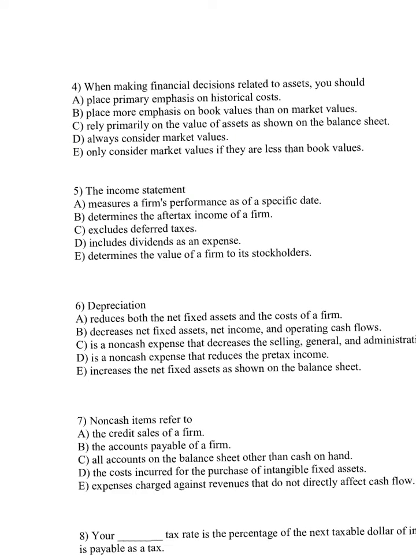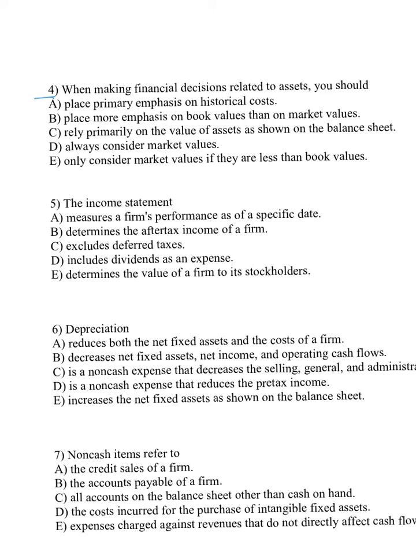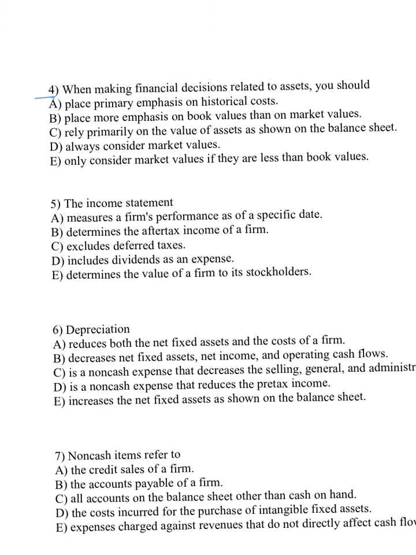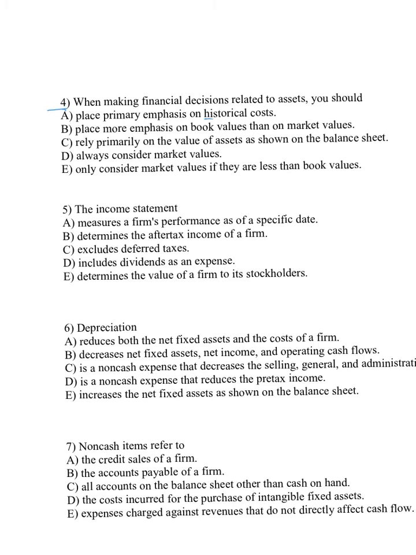Okay, so now going to the other question that we will also like to solve in this tutorial, question 4. When making financial decisions related to assets, you should, option A, place primary emphasis on historical costs. This is not true because the prices go up and down. So if it was historically up, that doesn't mean that it's going to stay up.